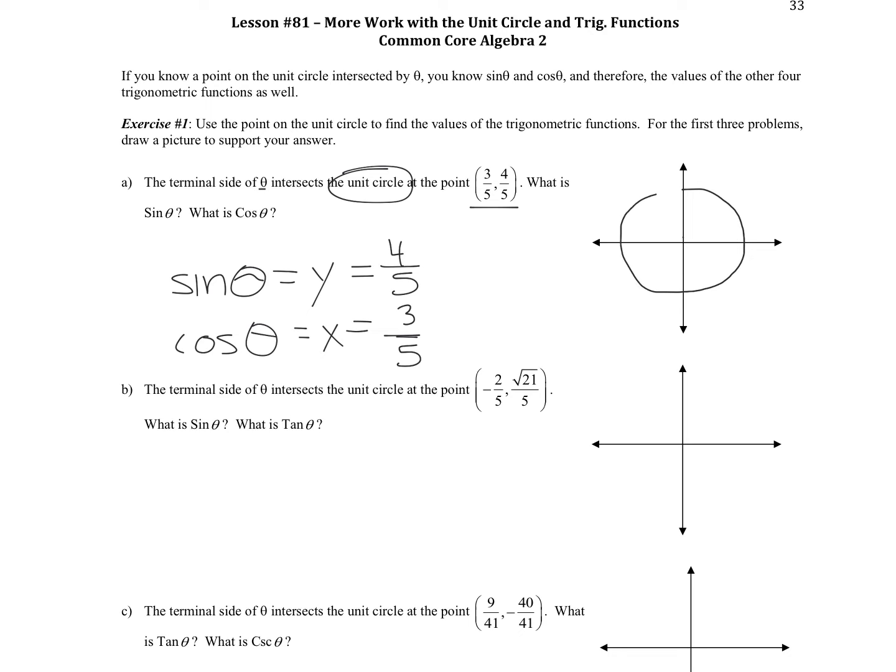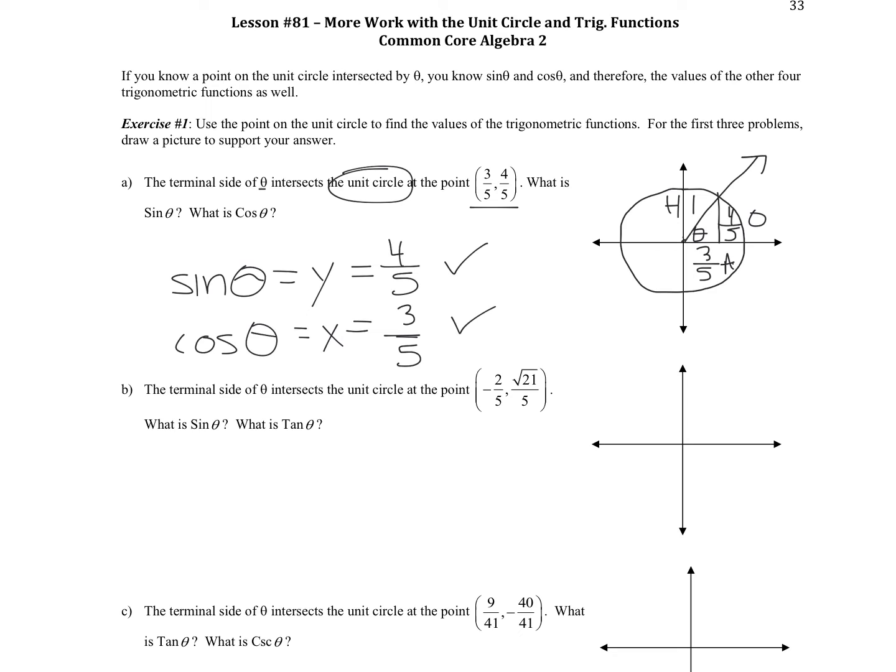So to support my answer, here's my circle. Here's my angle. 1 for the unit circle. The x is 3/5. The y is 4/5. There's my theta. And we can see that sine is opposite over hypotenuse, 4/5 over 1. And cosine is adjacent over hypotenuse, 3/5 over 1. So that is correct for my picture.